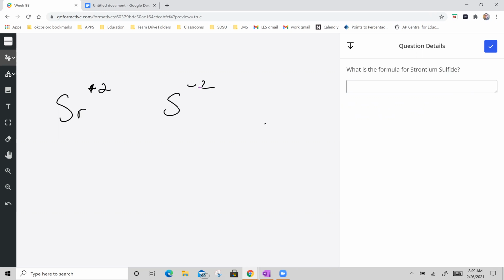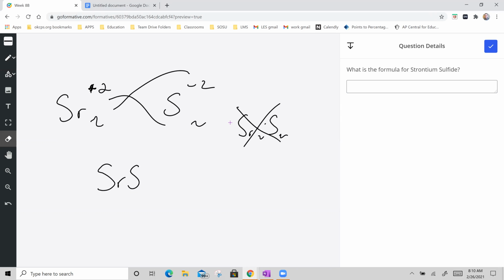Yes. So when you see that, there is no need for a cross technique. Actually, you would be wrong if you used it. All you're going to do is write one of each. So your formula is SrS. You already have the sum of the charges equaling 0. You should not do this number here. Do not do this and say a 2 and a 2 and then say Sr2S2. That would be incorrect. All right.